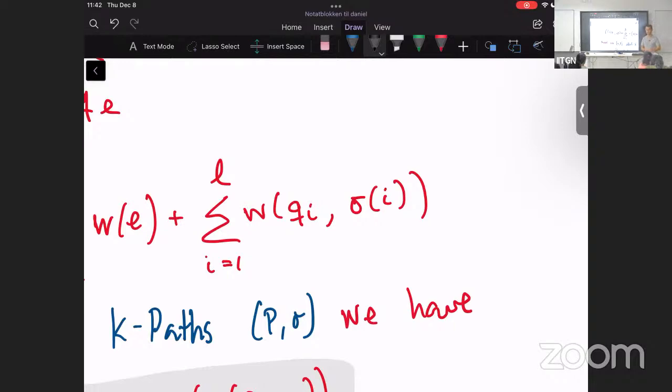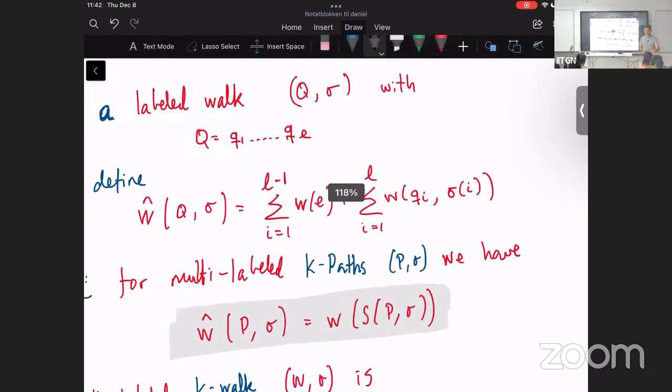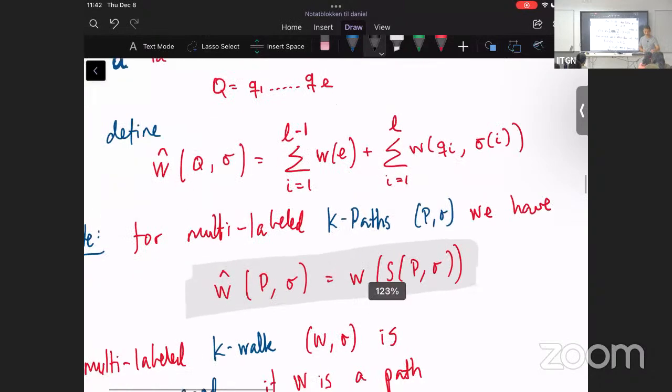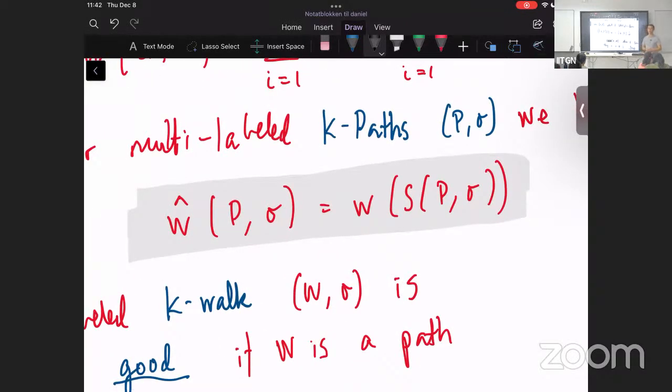Okay, so we've now defined a weight function for walks, and observe that for multi-labeled k-paths, its weight defined through the set and its weight defined directly on the graph are the same thing. Okay, so take a breather, ask some questions. I'm sure there is confusion.